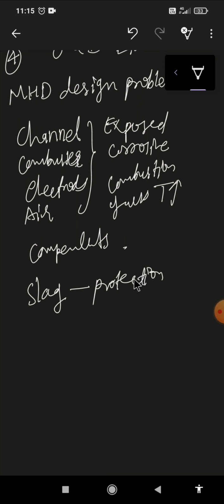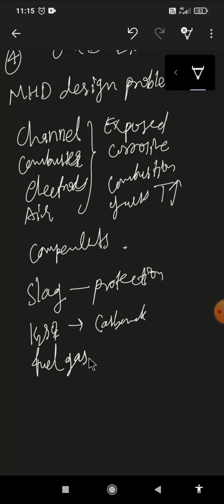Another problem is separation of the seed material, that is potassium sulfate, K2SO4, from fly ash and its reconversion into the original carbonate form. The difficulties associated with the slag and seed recovery can be eliminated by using fuel gas derived from coal rather than coal itself. So we should use fuel gas from the coal rather than using the coal itself in the combustor open cycle system.